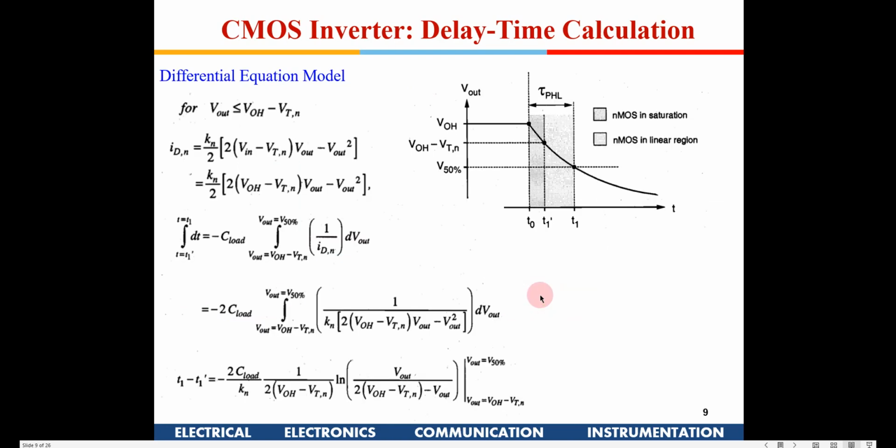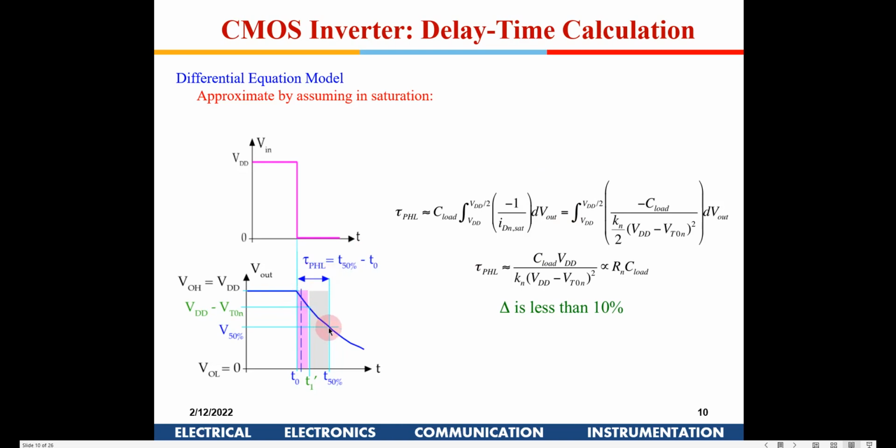So instead of dividing these two curves into two different regions, we can also assume that during this entire process it is going to be in saturation region. So you will get this particular equation. This is one more method of computing the total delay. The same thing can be used to compute low to high also.